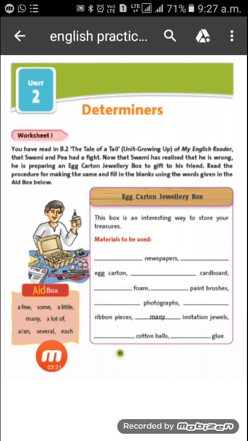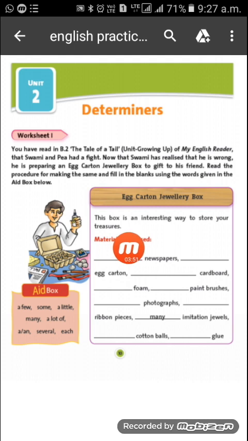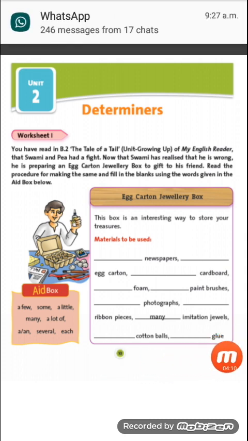All these words are determiners, I have told you earlier also. So let us try to find out which we will use here. The box is an interesting way to store your treasures. Treasures means your wealth. So materials to be used. Now which material is Swami using to prepare that egg carton jewelry box? So let us find out. Dash newspapers, then dash egg carton, dash cardboard, dash foam, paint brushes, photographs, ribbon pieces, and one they have done for you, many imitation jewels, and then dash cotton balls and glue.